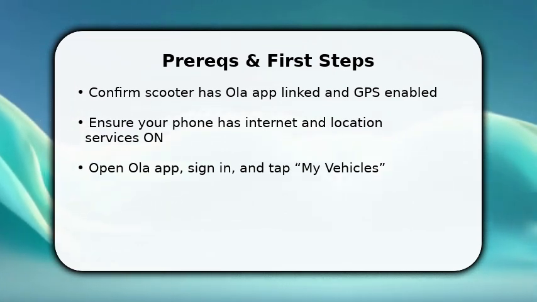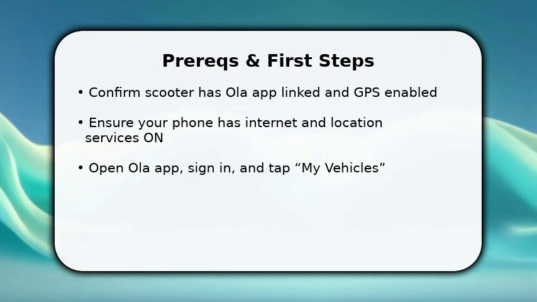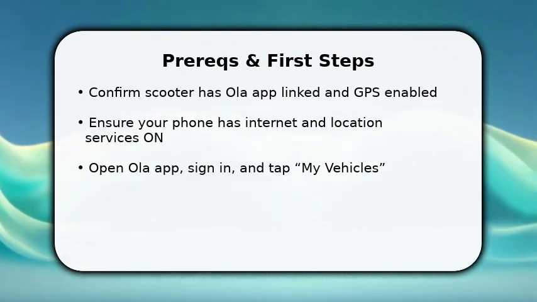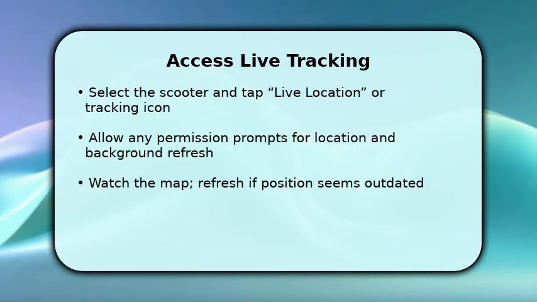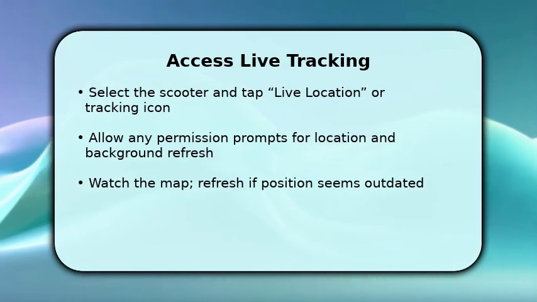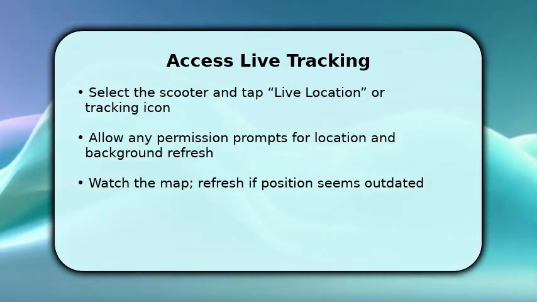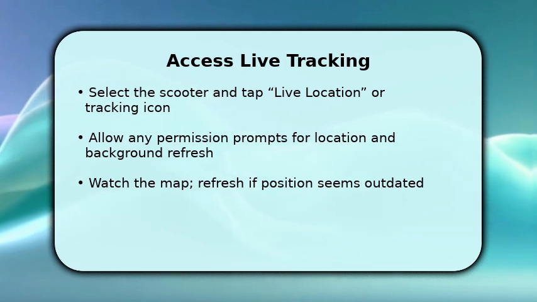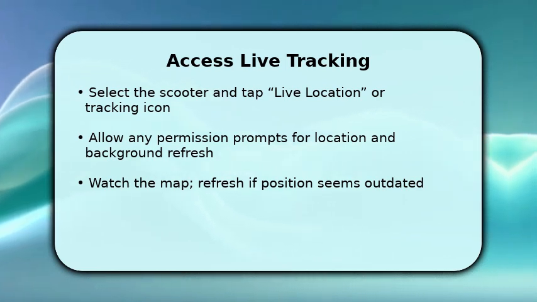Now open the Ola app, sign in with the account tied to the scooter, and go directly to My Vehicles. This first action initializes the live tracking request and prepares the app to fetch the scooter's coordinates. After you select the scooter, tap the live location or tracking icon to request real-time coordinates. The app pings the scooter platform and overlays coordinates on the map.